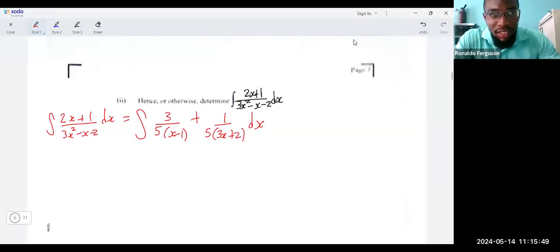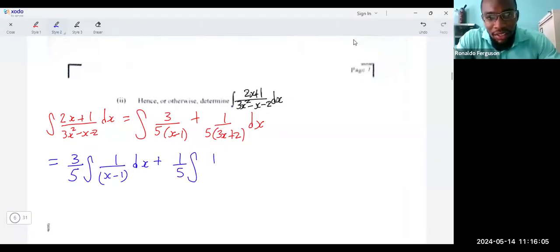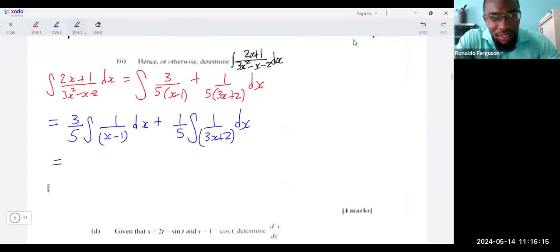What I like to do is factor out the constants first. So I want to say this is equal to factor out the 3/5, 3/5 the integral of 1 over x minus 1 dx, plus factor out 1/5, 1/5 the integral of 1 over 3x plus 2 dx. Now, when you integrate 1 over x minus 1, that's log x minus 1. So 3 over 5 log x minus 1.